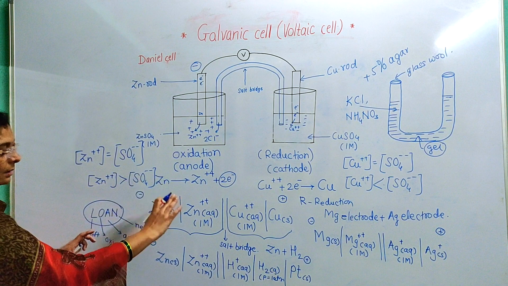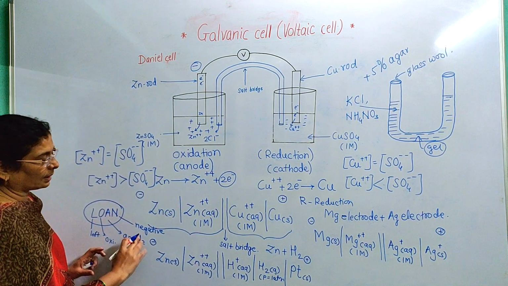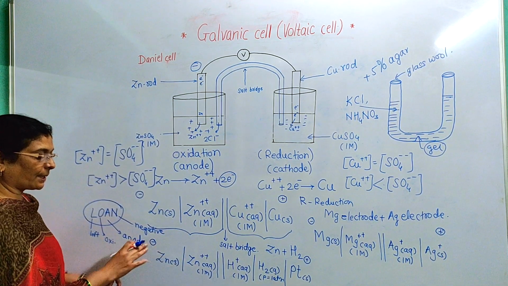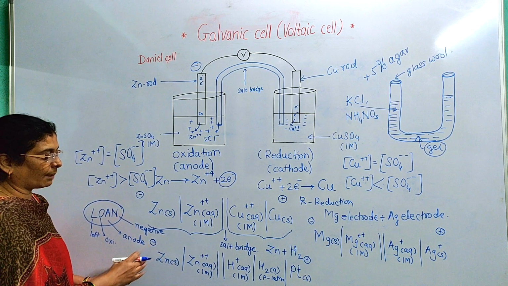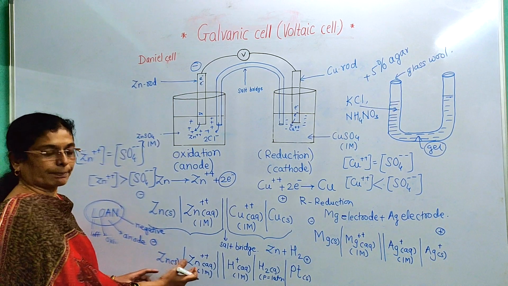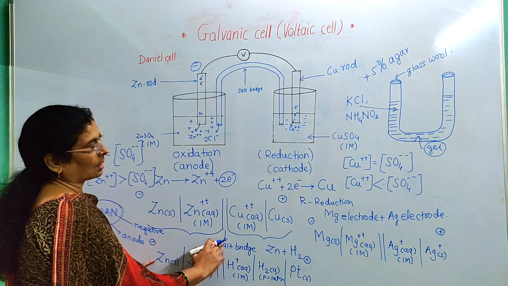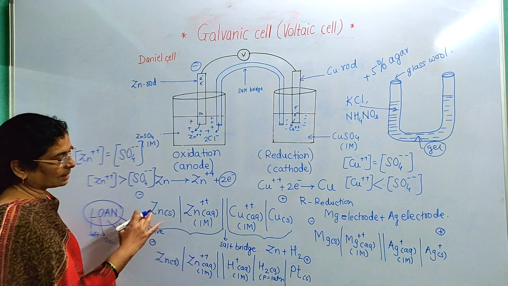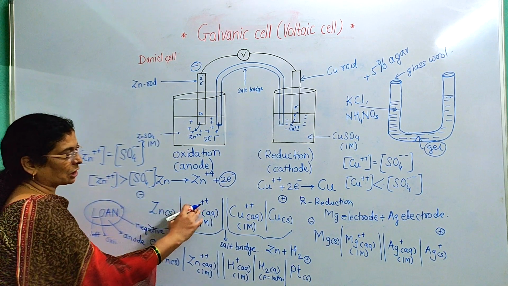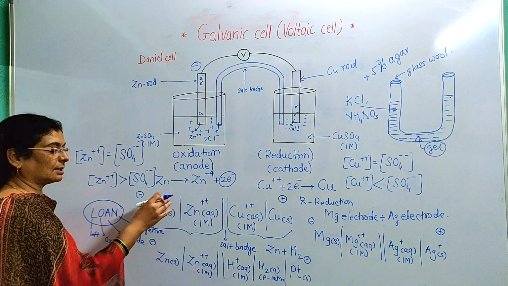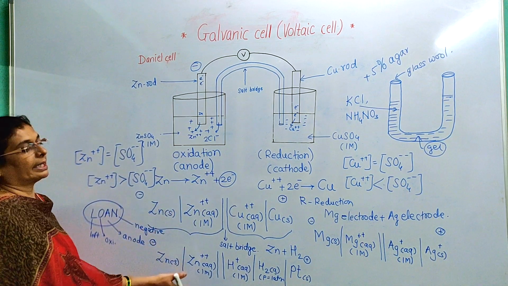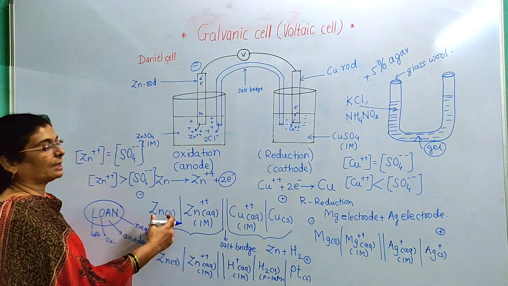So by using these methods you can represent any cell, and from the representation of the cell you can determine which reactions are taking place at the respective electrodes. In the next video we will consider how, from the representation of the cell, we can write the cell reactions, and from the cell reactions how any cell can be represented.